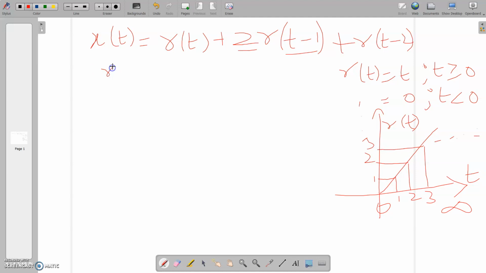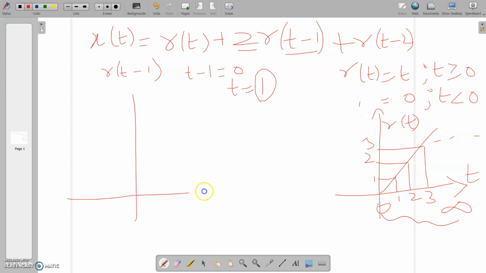To find R of t minus 1, equate t minus 1 equal to 0. So t is equal to 1. We have to add 1 to all the values of t in the R of t signal. So 0 plus 1 will become 1, 1 plus 1 will become 2, 2 plus 1 will become 3, 3 plus 1 will become 4, and it will go on up to infinity, and infinity plus 1 also will become infinity. So I will be getting the signal like this. So this is my value of t.